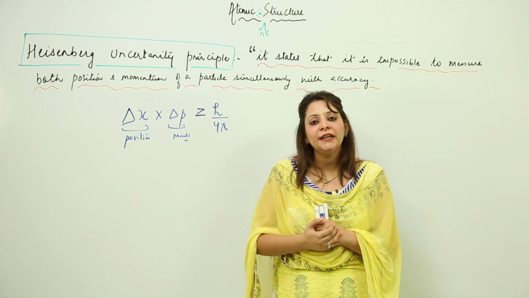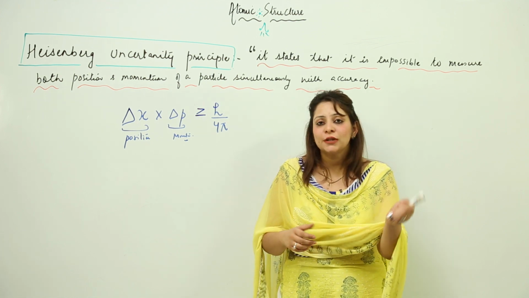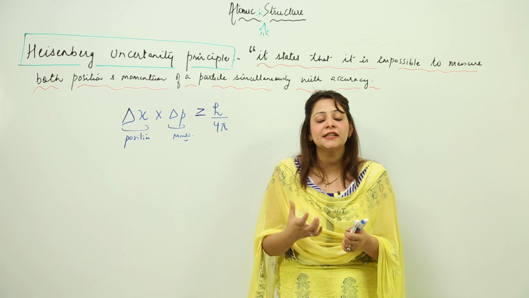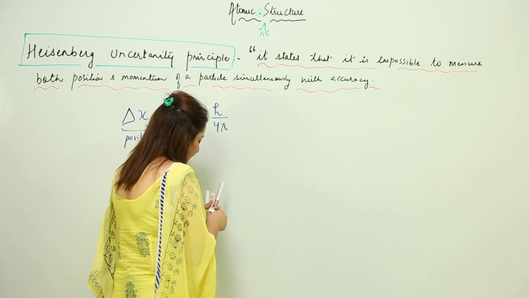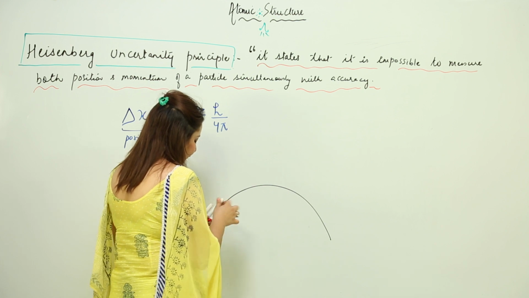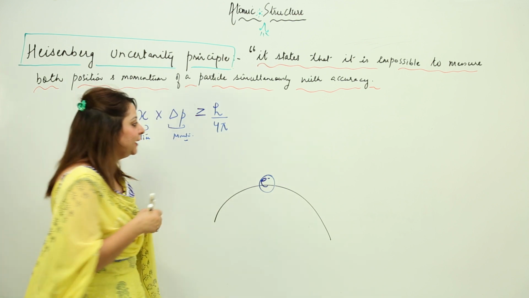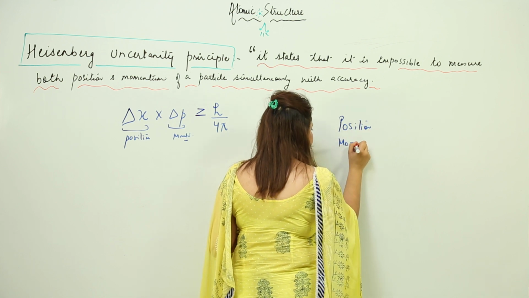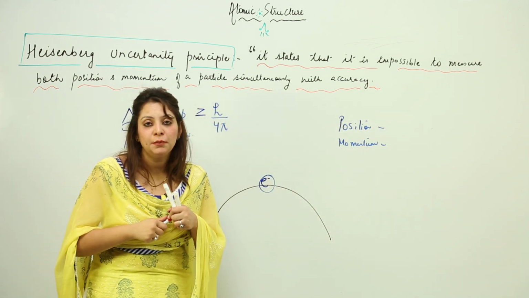Now the question must be striking your mind: what is the reason that we are not able to find the position and momentum of the particle simultaneously? So let me show you what difficulties we face that stop us from getting the correct value. Let's say this is my orbit, and in this orbit our electron is here. We need to find the position and the momentum of the particle, and the calculation should be done simultaneously.